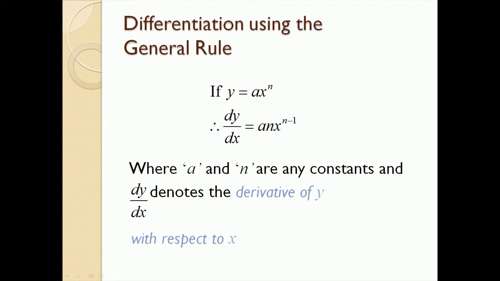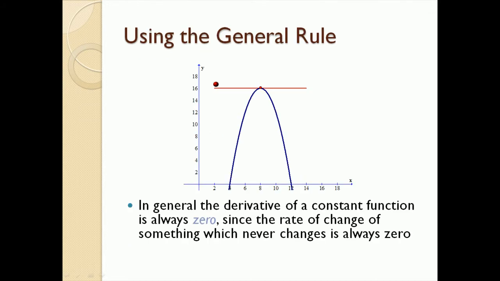If y is equal to ax to the power of n, then dy by dx is equal to anx to the power of n minus 1, which is obtained by multiplying the power by the coefficient of x and subtracting the power by 1. A and n are any constants, and dy by dx denotes the derivative of y with respect to x. In general, the derivative of a constant function is always 0, since the rate of change of something which never changes is always 0.